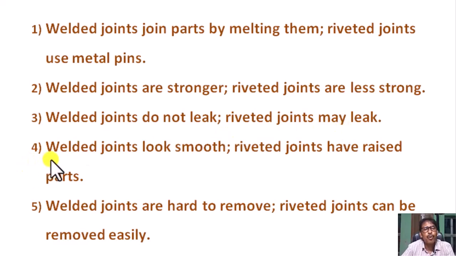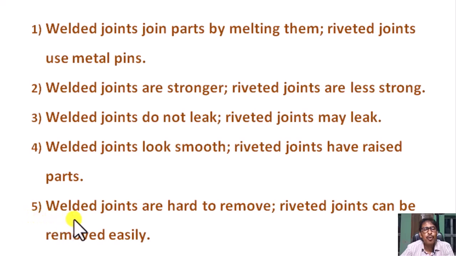Number 4, welded joint look smooth, riveted joint have raised part. That means welded area looks flat, but rivets extend outward from a surface.